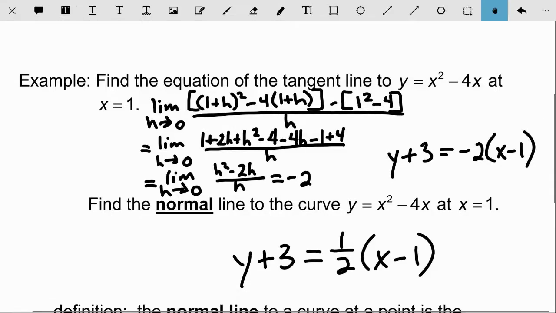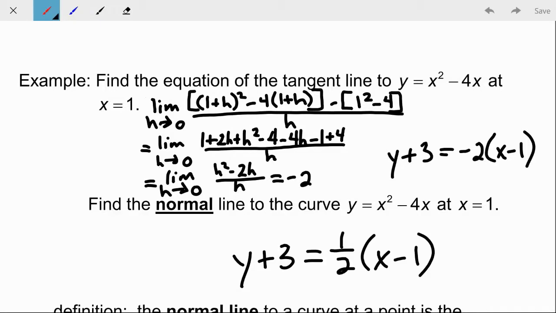Now, my f of a plus h is a little bit of a messy expression this time, right? Because we had the equation x squared minus 4x. So when I plug in for x, I plugged in 1 plus h for x. That's where the 1 plus h squared came from. And then minus 4x is minus 4 times 1 plus h. So it looks kind of messy, but it's the same thing.